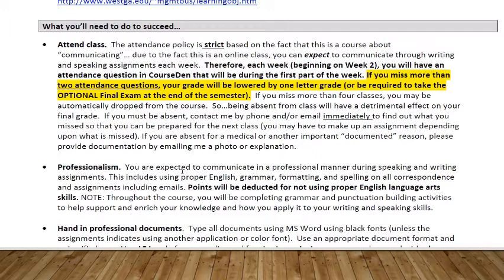Also make sure that you're prepared when you come to class in a professional manner, including speaking and writing. This means assignments that you complete, you need to make sure you use proper English, grammar, formatting, and spelling on all the assignments that you do. And if you don't, unlike some of your other courses, in this course, points will be deducted for not using proper English language art skills. And that's part of the whole idea of communication and credibility.